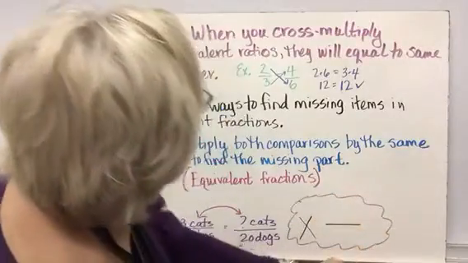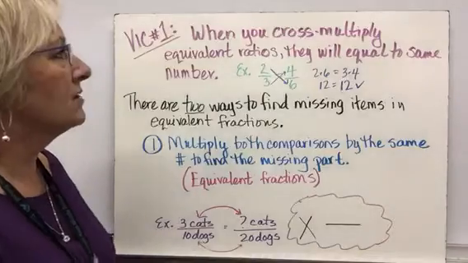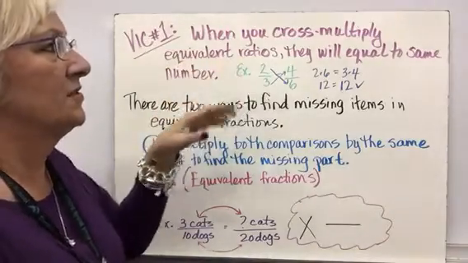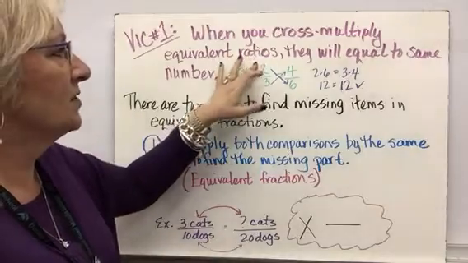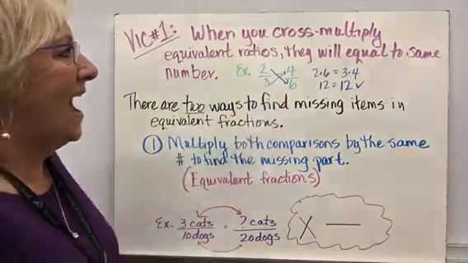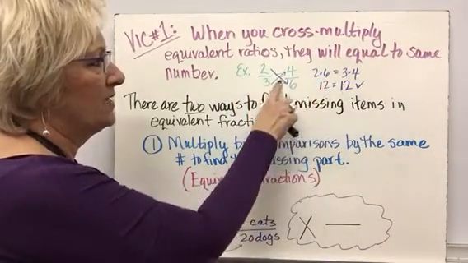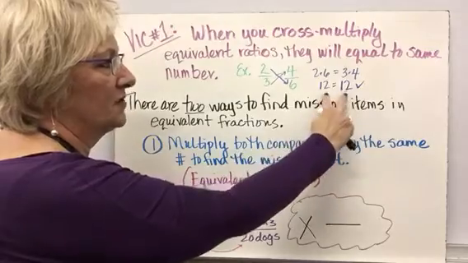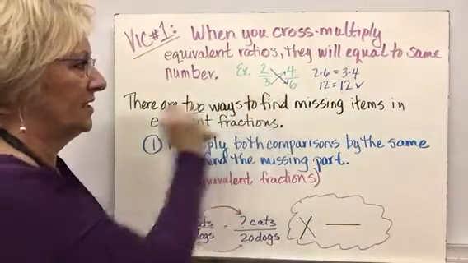When you cross multiply, very important concept number 1, we know that when we cross multiply equivalent ratios, they will equal the same number. For example, if I have 2 to 3 is equal to 4 to 6, I can cross multiply 2 times 6 and I know I get 12, and 3 times 4 I'm going to get 12. So 12 equals 12. I know that these are equivalent ratios here.